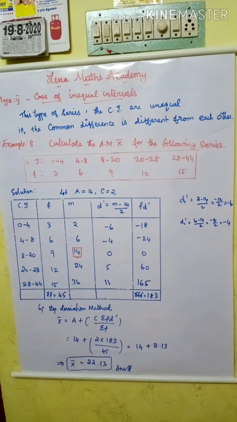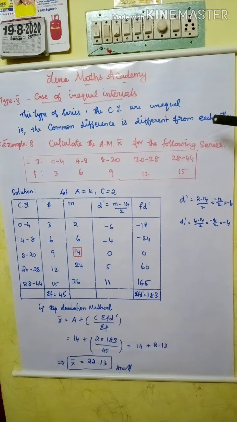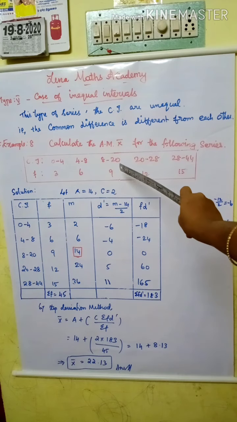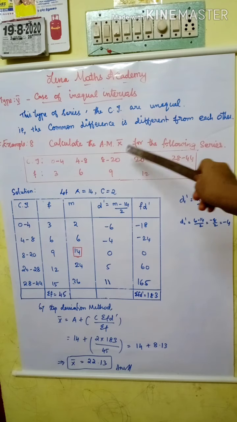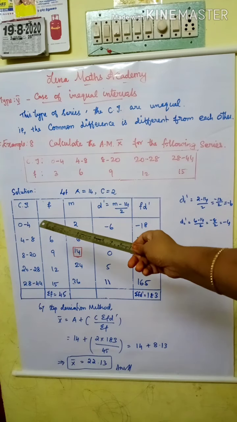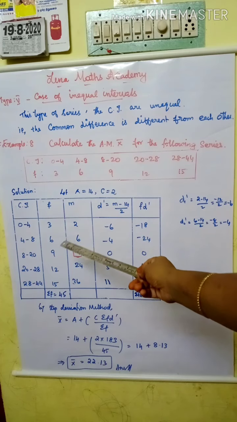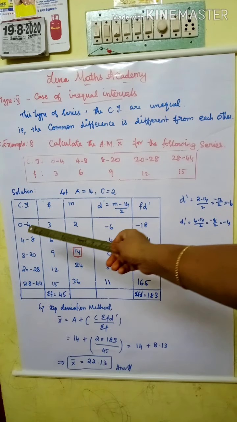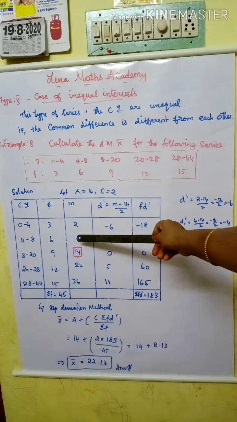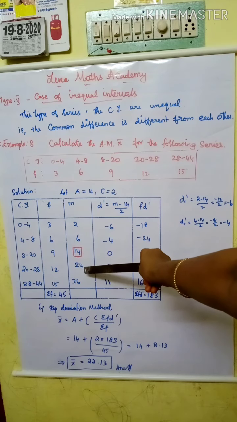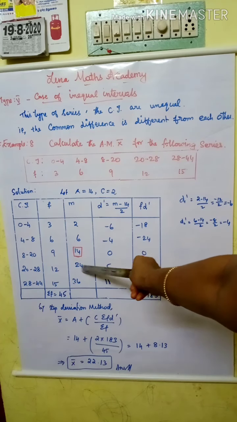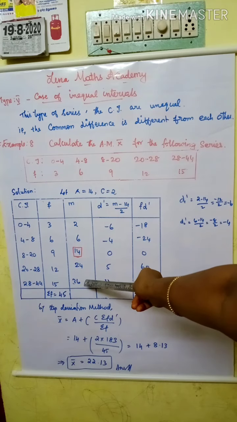Last type, the case of unequal intervals. In this type of series, the class intervals are unequal, that is, the common difference differs from one interval to another. Example: class intervals 0 to 4, 4 to 8, 8 to 20, 20 to 28, 28 to 44. The frequencies given are 3, 6, 9, 12, 15. Mid values: 0 plus 4 divided by 2, 2; 4 plus 8 divided by 2, 6; 8 plus 20 divided by 2, 14; 20 plus 28 divided by 2, 24; 28 plus 44 divided by 2, 36.